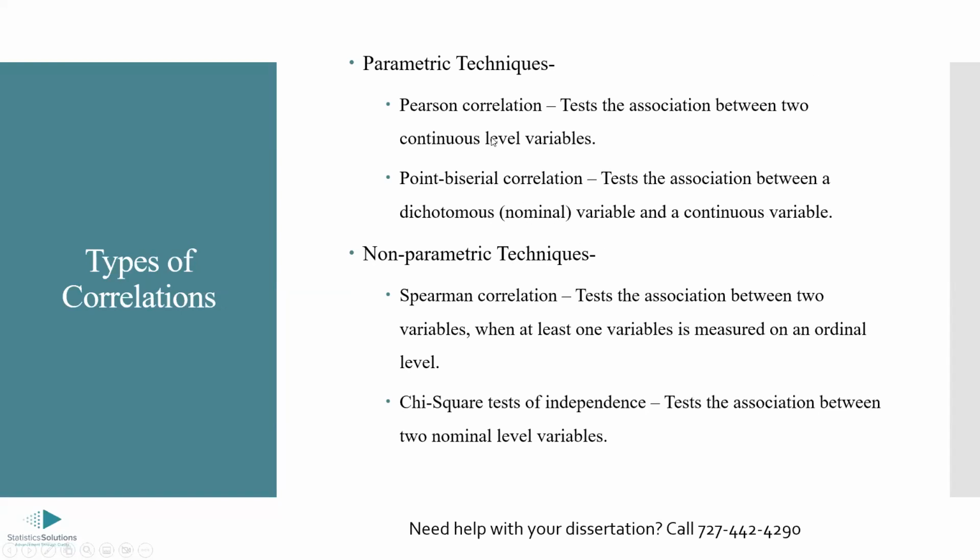Okay, so we have 4 different types of correlations. We have 2 parametric and 2 non-parametric. Pearson correlations are used when you're testing the relationship between 2 continuous variables. Point biserial is used when you have a dichotomous variable, also called a binary variable, and a continuous variable. And then we shift to non-parametric techniques. Spearman correlation is used when you have 2 variables, when at least one is measured ordinally. Chi-square is used when you have 2 nominal level variables.